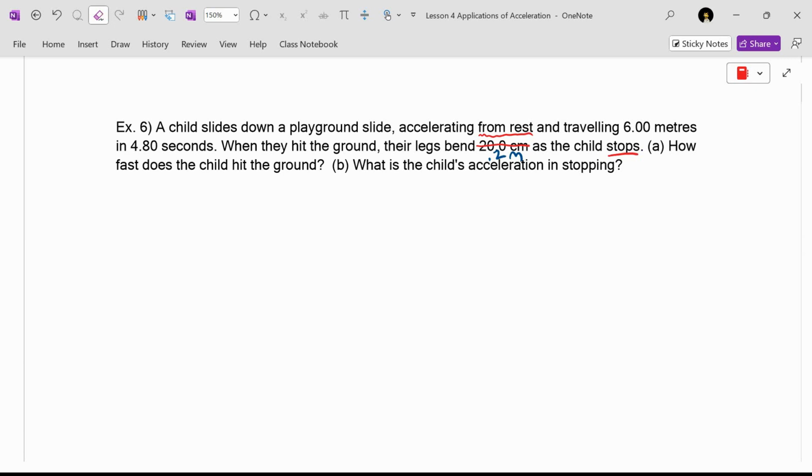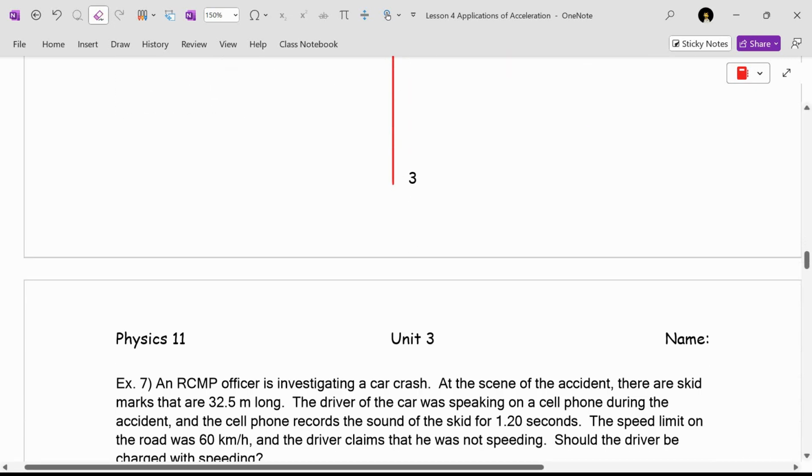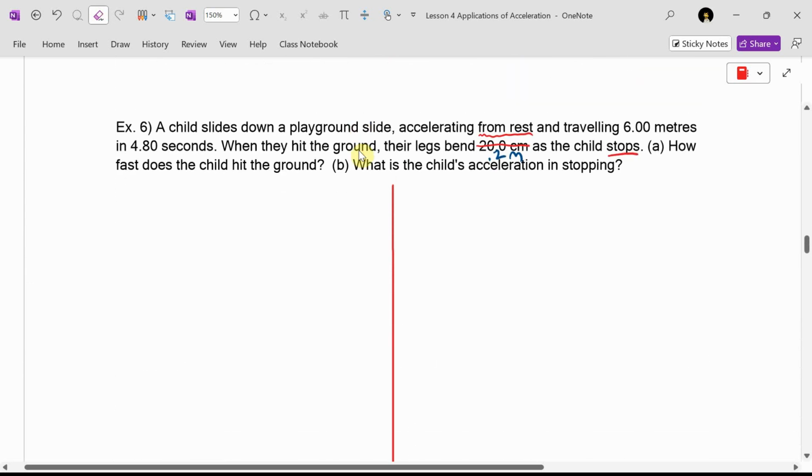You have not seen one like this yet, but I can tell right away that I'm going to need to divide this question into 2 parts, and I'll show you why in just a second. I'm going to draw a line down the middle of my page. The way I know that is this 6 meters is a displacement, and this 0.2 meters is a displacement. If I have more than one displacement, acceleration, or time, I'm probably going to have to do this question in chunks.